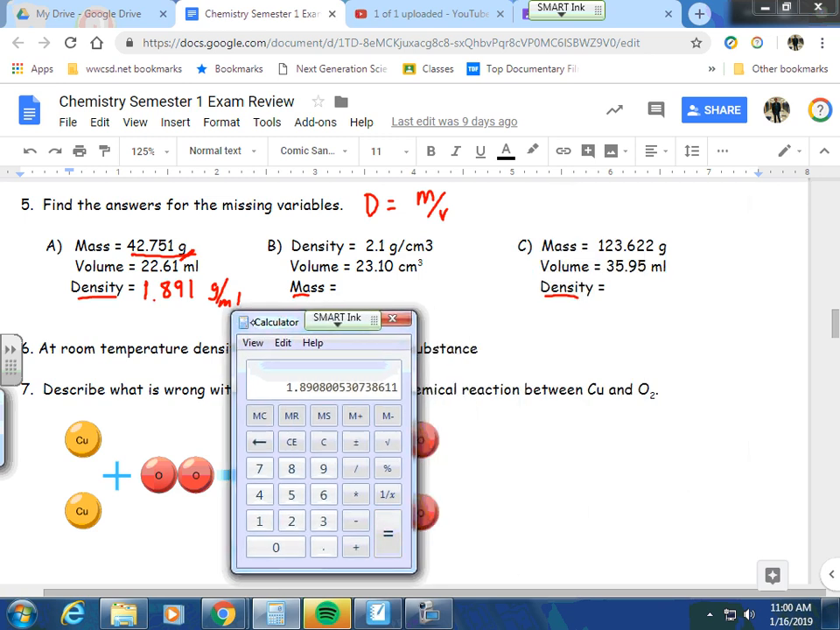Okay, and then the letter C, all I'm going to do is take the 123.622 and divide by 35.95, and I get 3.44 or 3.39, something close to that. And again, I had grams divided by milliliters, so that's the unit, grams per milliliter.